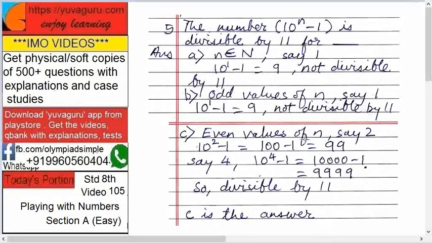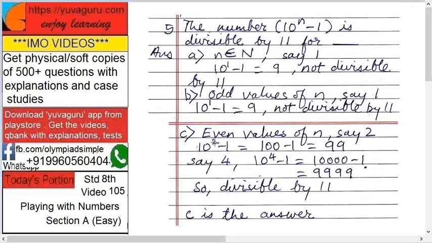Third is even values of n. Okay. Even means what? 10 raised to 2, 4, 6, 8. So let's try with the simpler one. 10 raised to 2. So 10 raised to 2 is what? 100. 100 minus 1, 99. That is divisible by 11. Yes.